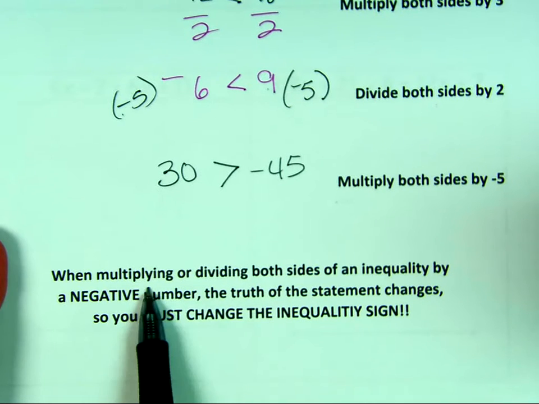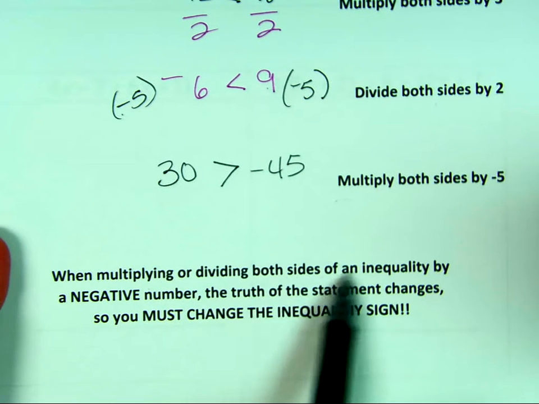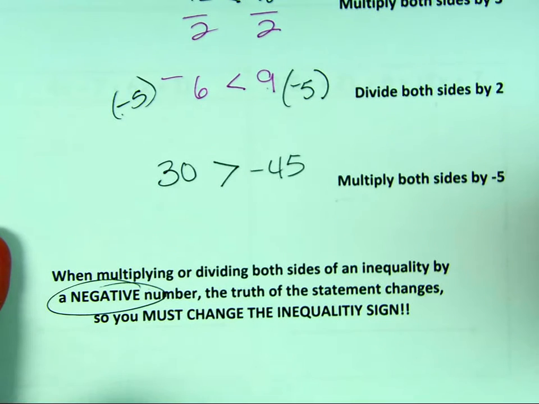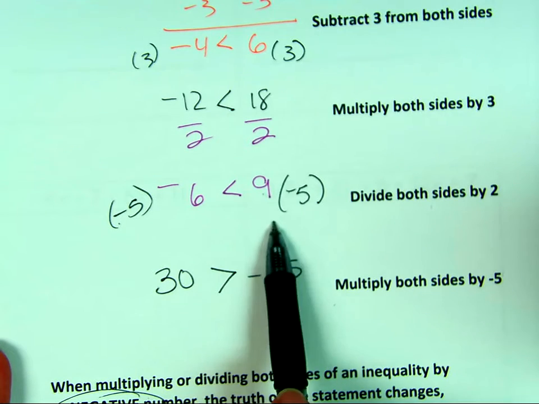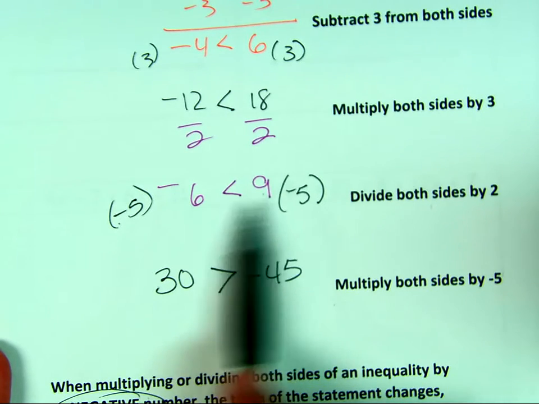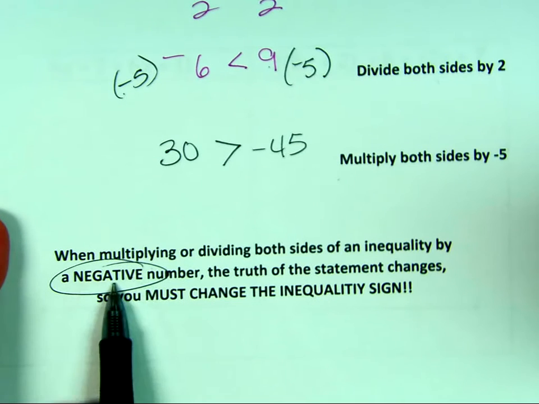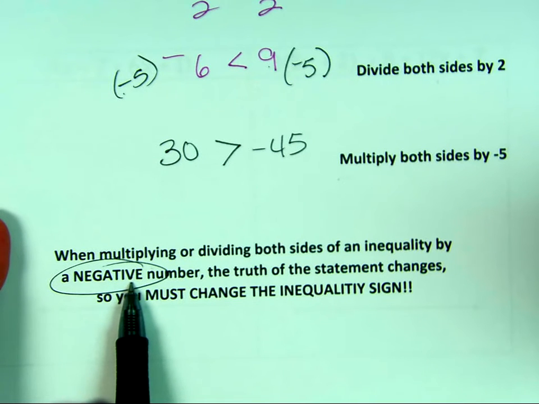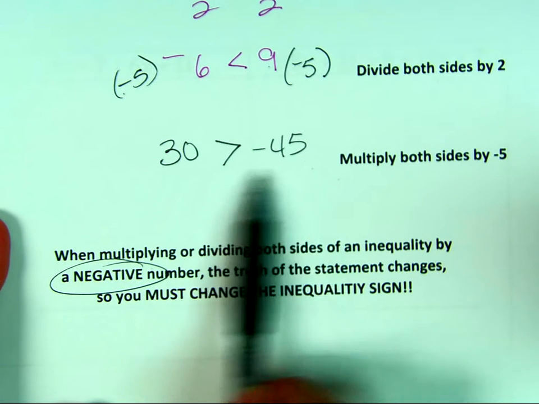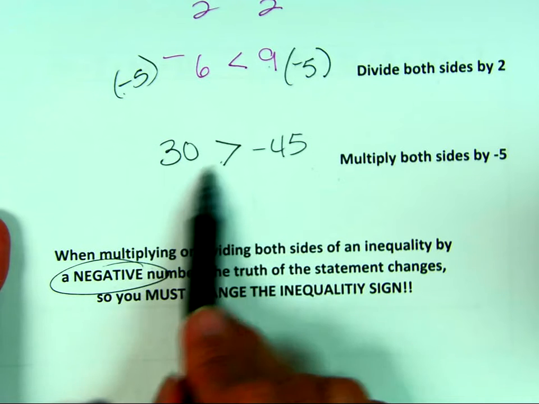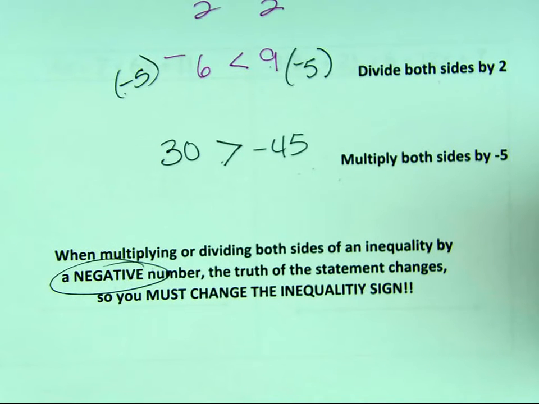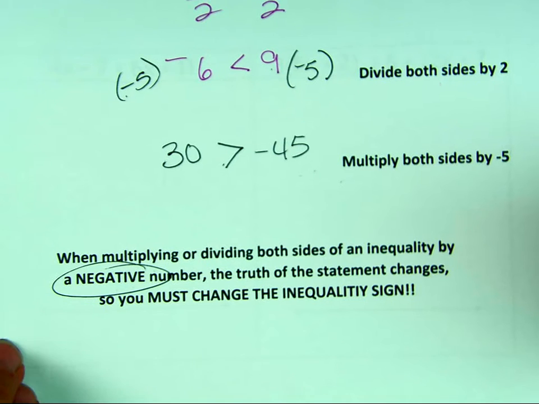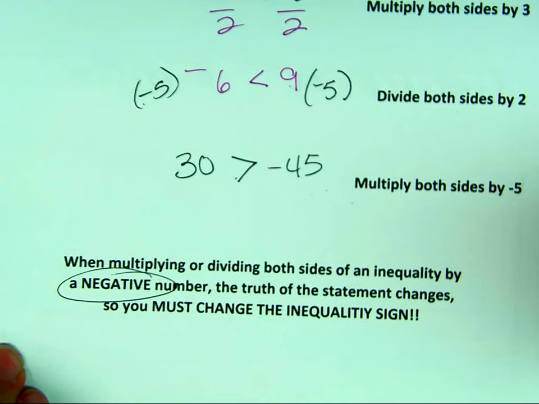if you're multiplying or dividing both sides of an inequality by a negative number, notice it didn't change when we multiplied by a non-negative. When we multiplied by a positive and divided by a positive, it didn't change. It was when we multiplied or divided by a negative number that it actually changed the truth value of that statement. And we had to change this to make it true. So that's why you have to be careful with inequalities. When you divide or multiply both sides by a negative, you have to change the inequality.